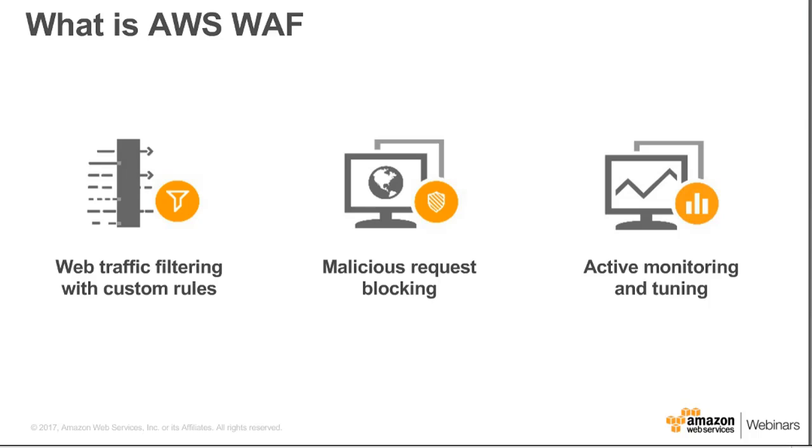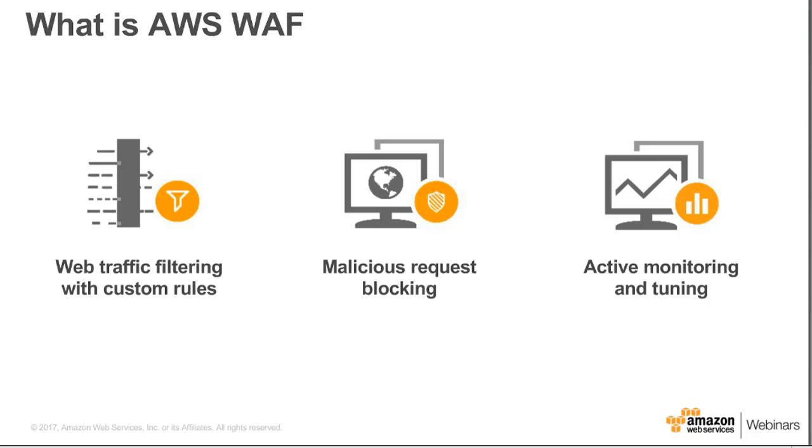With the first one, the filtering, you can apply either a positive security model or a negative security model, or you can put a rule in count mode where you can just observe certain types of traffic and put them on a kind of watch list. So that's really the benefit of web traffic filtering.